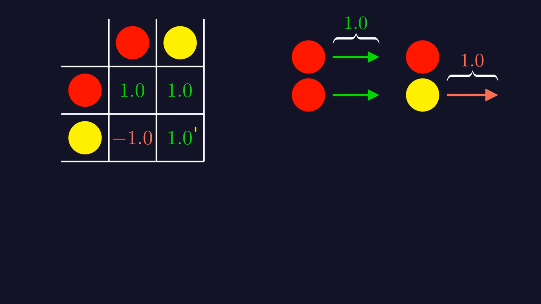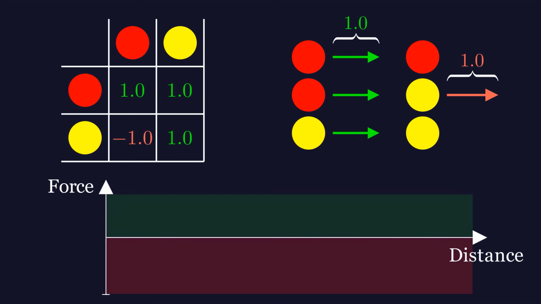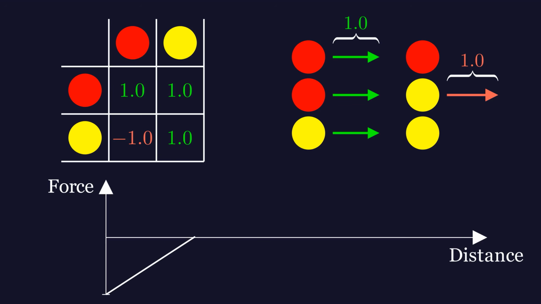The force between particles also depends on the distance between them. This is the graph of this force, where the x-axis is the distance between particles. Negative force means that particles are repelled, and positive means that particles are attracted. We can see that up to some small distance, all particles are repelled by each other. After this distance, the force is controlled by the force matrix.